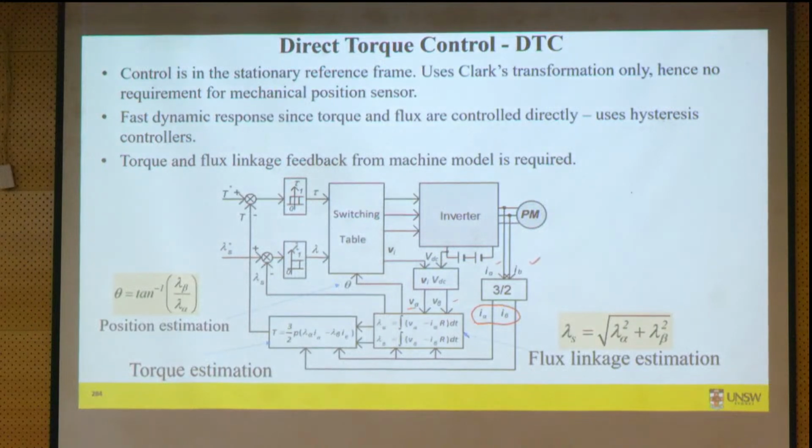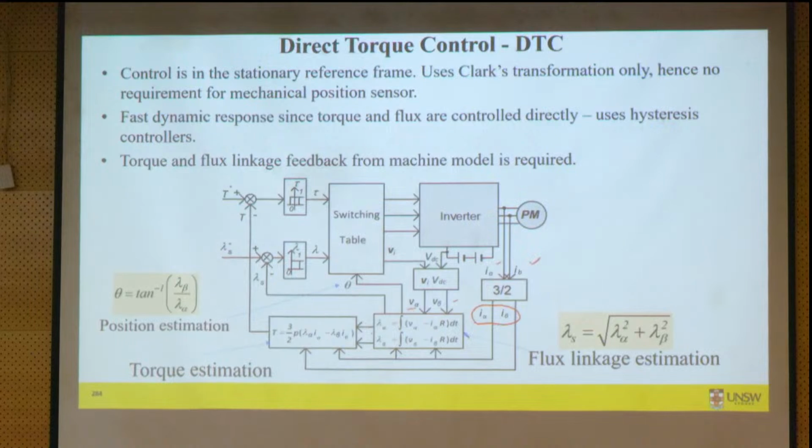Once we have V alpha and V beta, we can calculate flux linkage, because flux linkage is the time integration of voltage. But this voltage also has a resistive drop, so you first subtract that: V alpha minus I alpha times R, and then you integrate it to get your alpha flux linkage, and repeat that for the beta flux linkage. So we will have alpha and beta flux linkage.